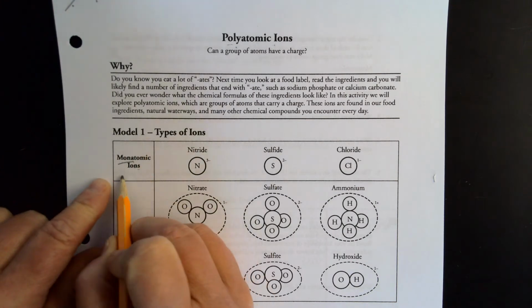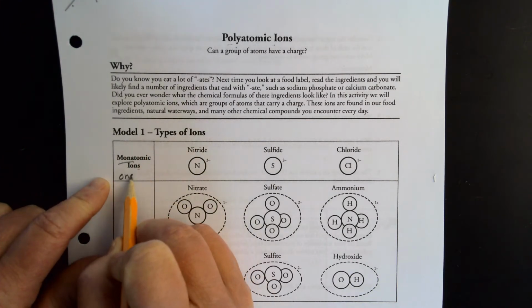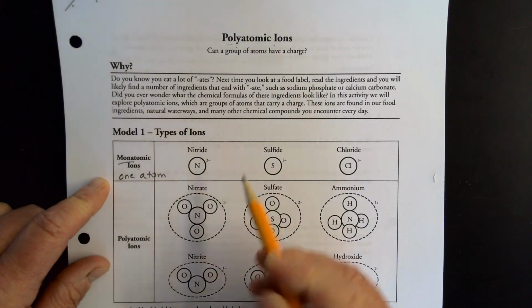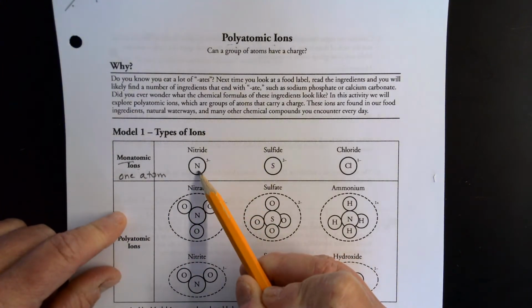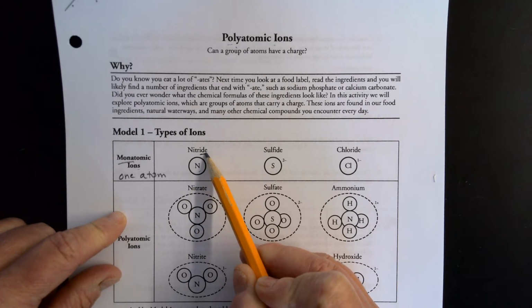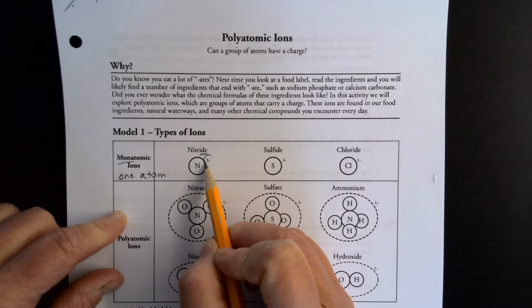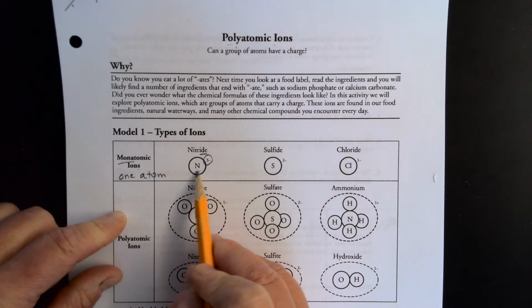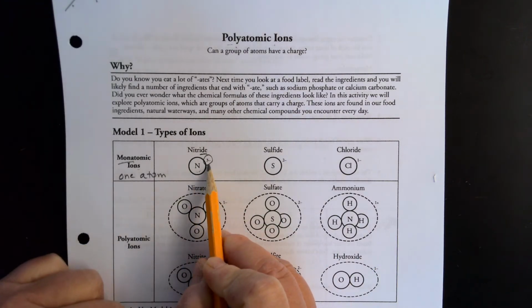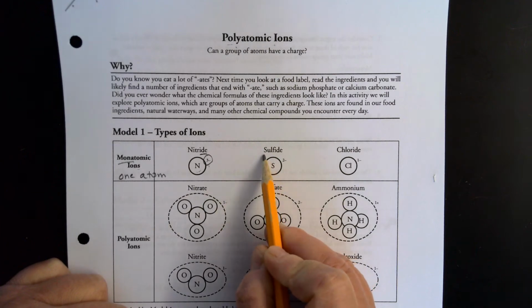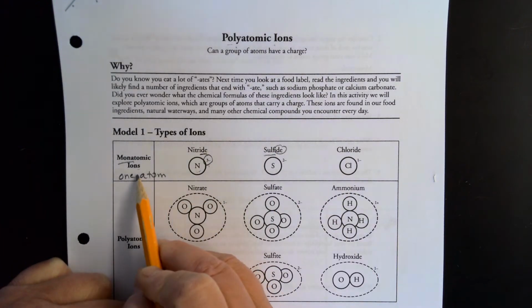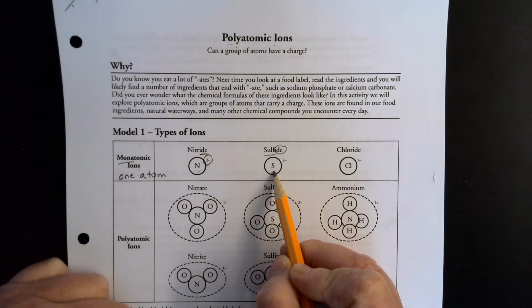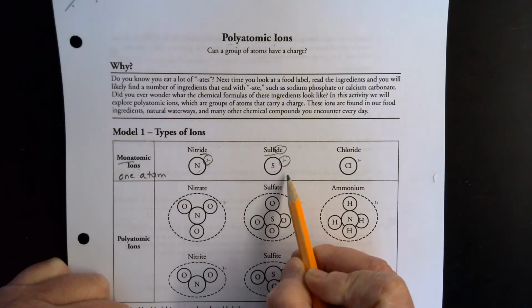Monoatomic, of course, is just referring to the fact that there is just one atom involved. You've seen these before with nitride. So there's a single nitrogen here, and we call it nitride with an IDE ending. One atom here, nitrogen, has an overall charge of -3. Sulfide, right? Ide tells you that it's monoatomic. It's composed of one sulfur atom with an overall charge of -2.